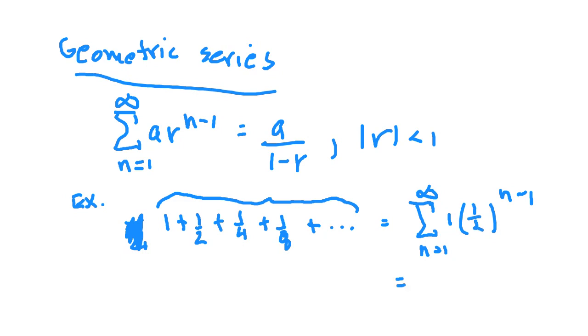And so the sum of that series, since 1/2, which is the common ratio, is less than 1, is just going to be equal to 1, which is the first term, divided by 1 minus a half. It converges, and it converges to 2. So that geometric series converges. That's an example of a convergent geometric series.